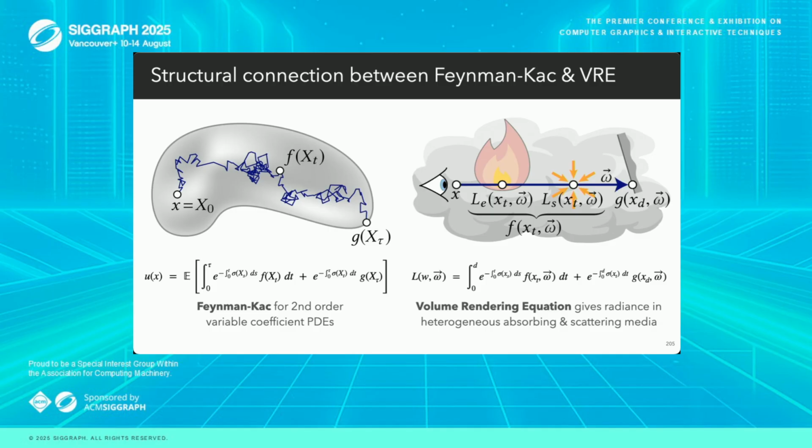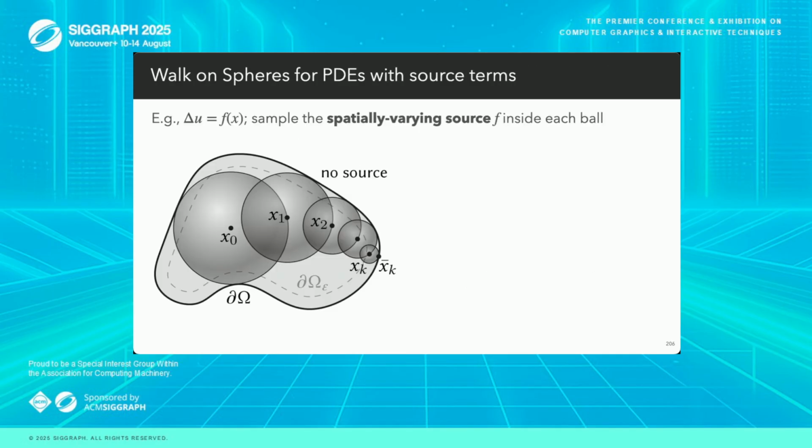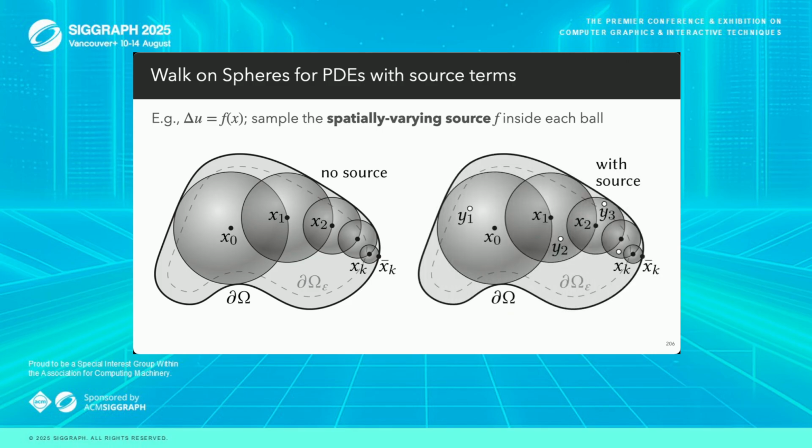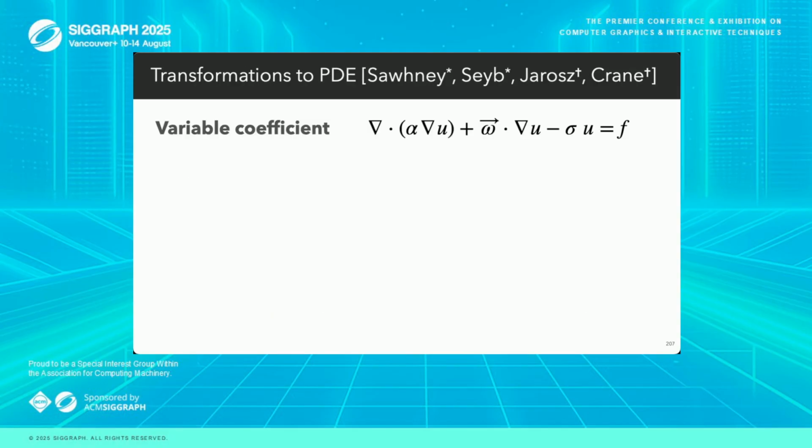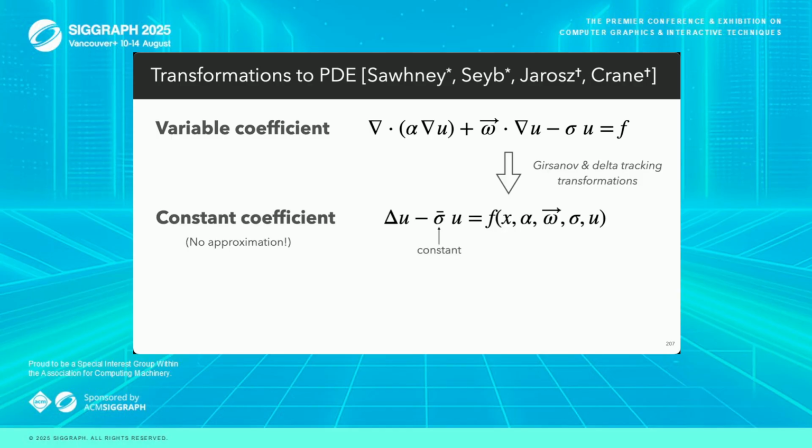So the key observation behind our approach is that even though walk-on spheres cannot directly handle PDEs with variable coefficients, it can still solve problems with spatially varying source terms. So we therefore apply a series of transformations, some of which are identical to those in volume rendering, to convert our original variable coefficient PDE into a constant coefficient screened Poisson equation with a recursive source term. I, again, won't go into the details behind these transformations, but notice that the source term now depends on the variable coefficients alpha, omega, and sigma, as well as the solution u.